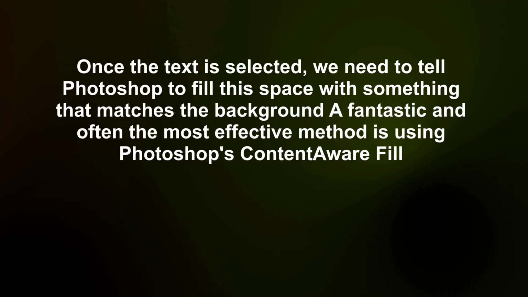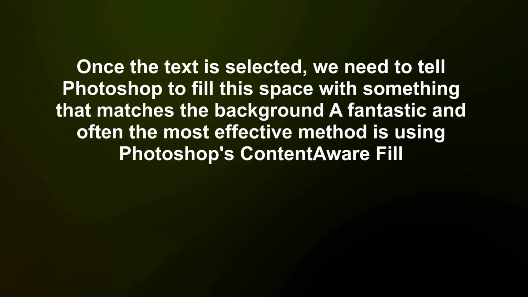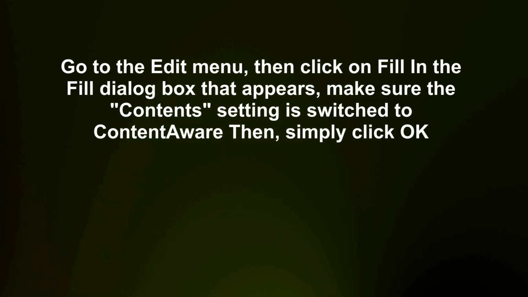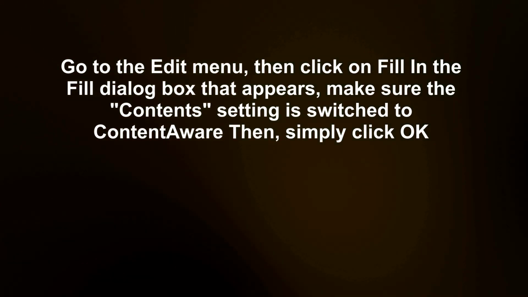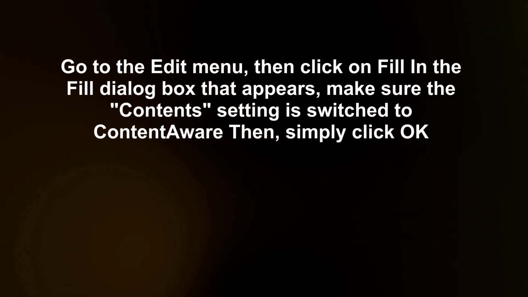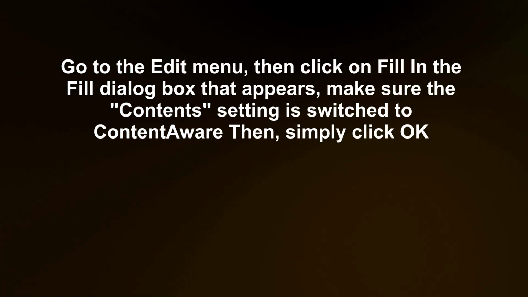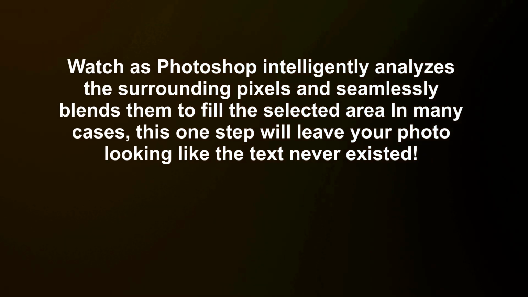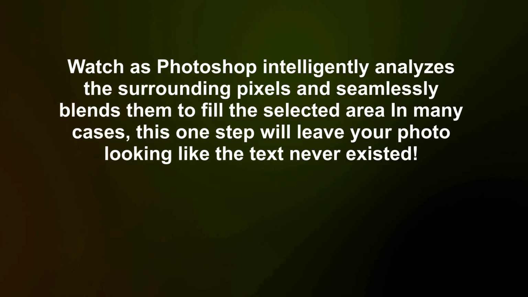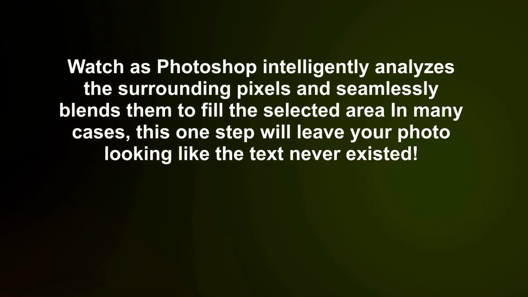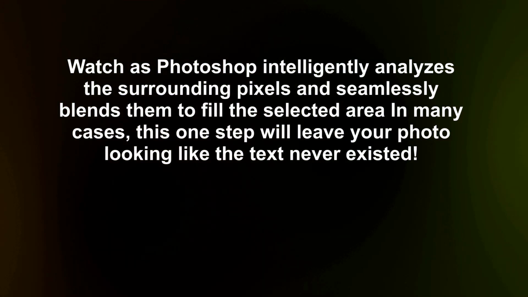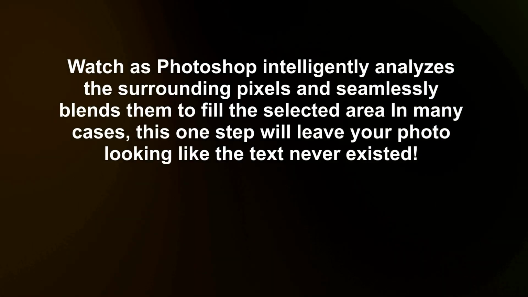A fantastic and often the most effective method is using Photoshop's Content-Aware Fill. Go to the Edit menu, then click on Fill. In the Fill dialog box that appears, make sure the Contents setting is switched to Content-Aware, then simply click OK. Watch as Photoshop intelligently analyzes the surrounding pixels and seamlessly blends them to fill the selected area. In many cases, this one step will leave your photo looking like the text never existed.